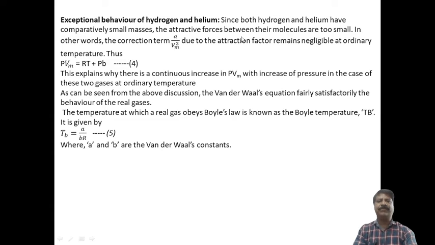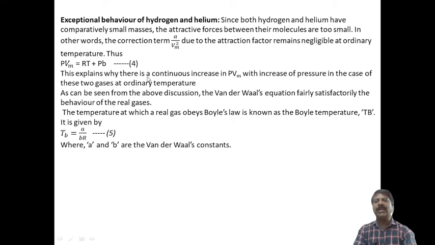How is that explained? Since both hydrogen and helium have comparatively small masses, the attractive force between their molecules is very small, because the molecular mass is less and therefore the attractive force will be less. In other words, the correction term a divided by V_m squared, due to the attraction factor, remains negligible at ordinary temperature. Thus PV_m equals RT plus Pb, which is equation number 4.